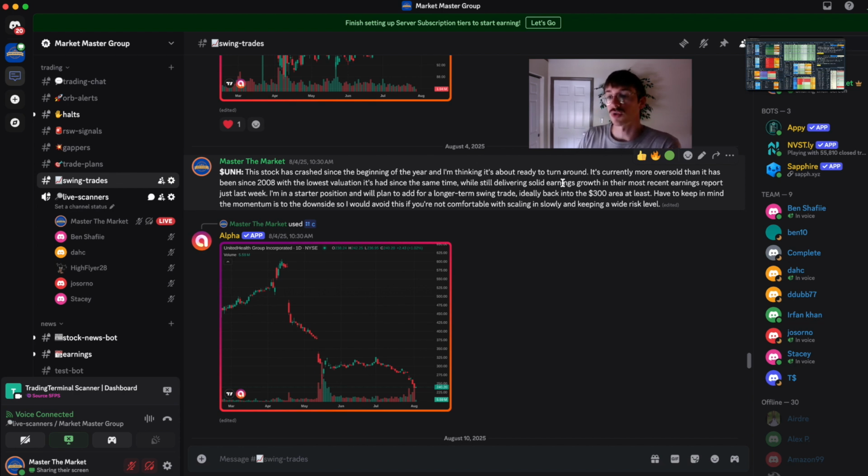It's currently more oversold than it has been since 2008, with the lowest valuation it's had since the same time, while still delivering solid earnings growth in their most recent earnings report just last week. I'm in a starter position and will plan to add for a longer-term swing trade, ideally back into the $300 area at least. Have to keep in mind the momentum is to the downside, so I would avoid this if you're not comfortable with scaling in slowly and keeping a wide risk level.